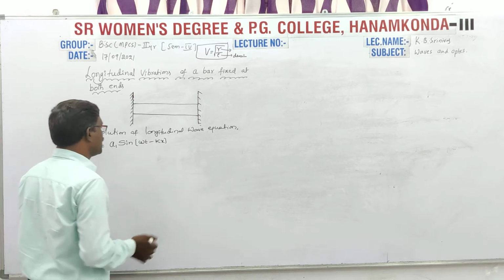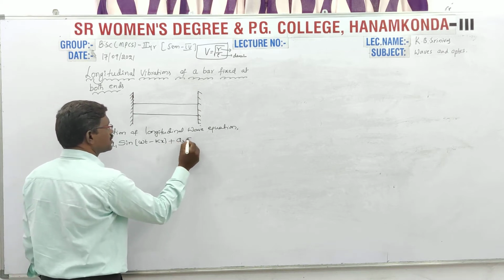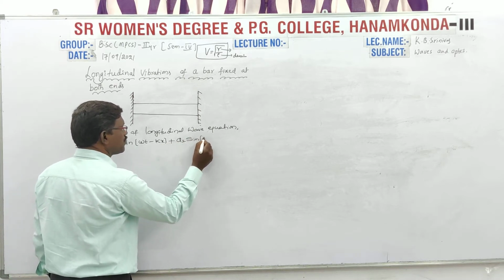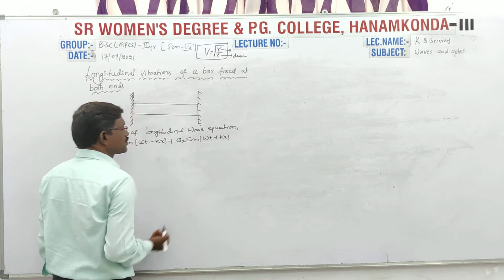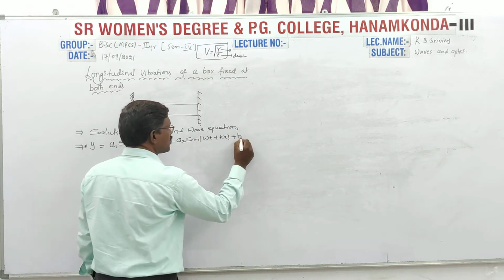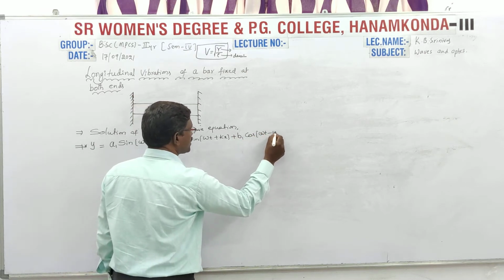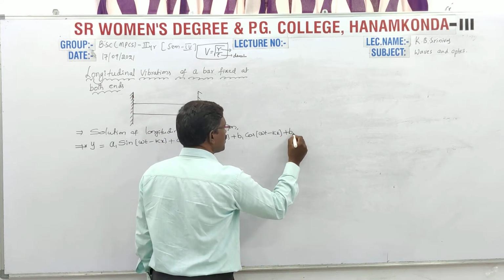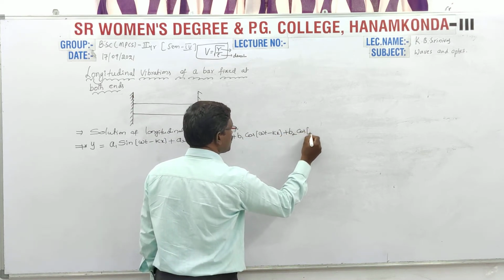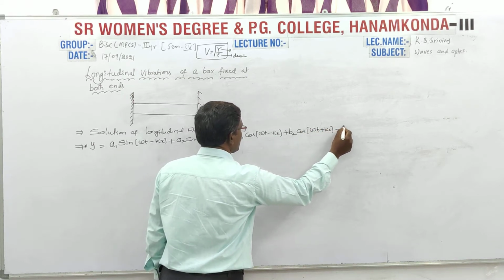y equals a1 sin(omega t minus kx) plus a2 sin(omega t plus kx) plus b1 cos(omega t minus kx) plus b2 cos(omega t plus kx). Let this be equation number 1.